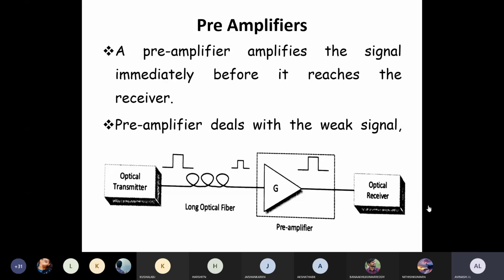So the booster amplifier, inline amplifier, and pre-amplifier, these three amplifiers will perform their own actions, keep the signal in a very good condition, and ensure that the communication is happening correctly. That is about your booster amplifier, inline amplifier, and pre-amplifier. The name itself is indicating it. Pre means what? Before. Booster is required at the initial stage. Inline means what? In the middle.